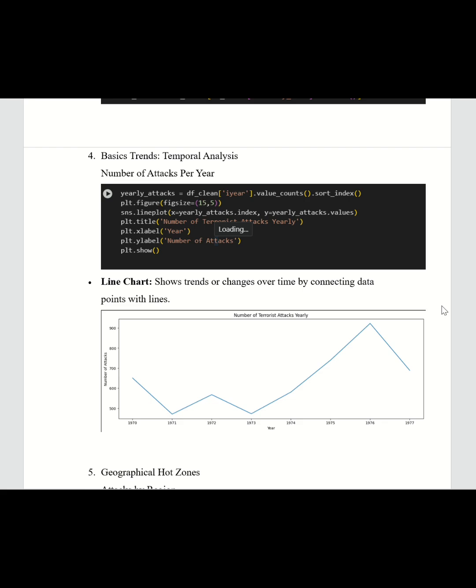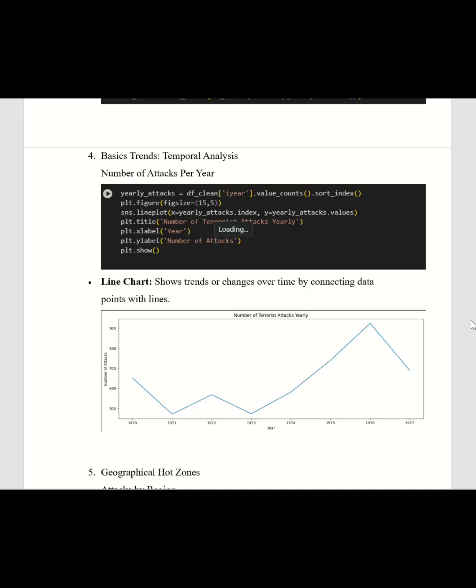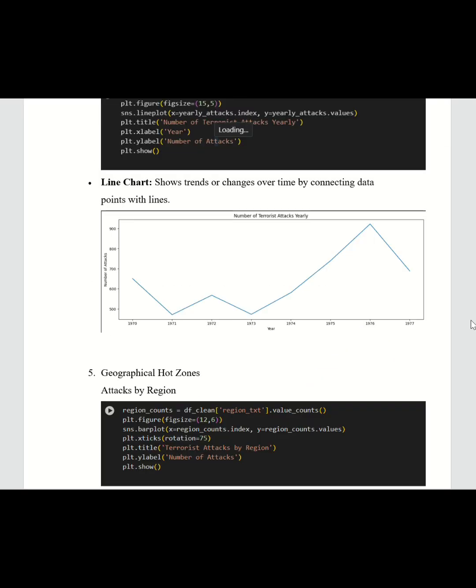So the number of attacks went down from 1970 to 1971 and again in 1973. Then you can see that it went up a lot in 1976, and after 1976 the number of attacks went down again in 1977. So this line chart basically shows trends or changes over time by connecting data.